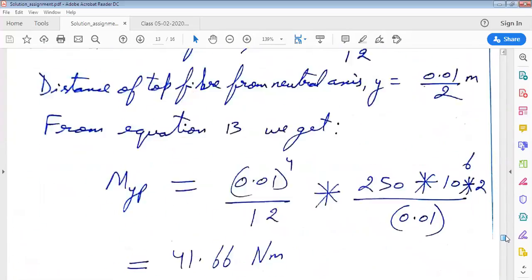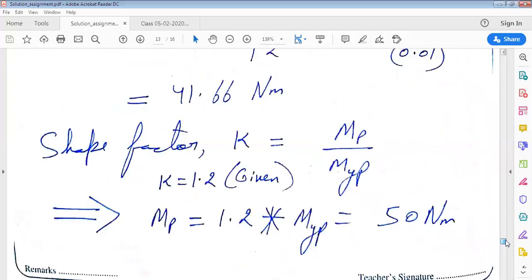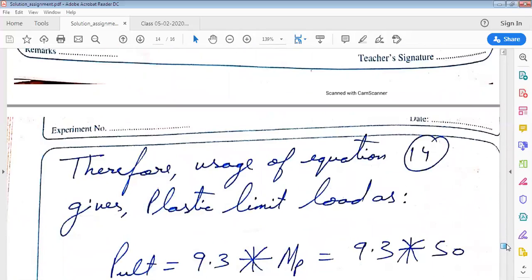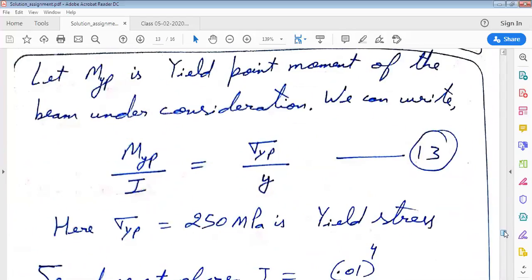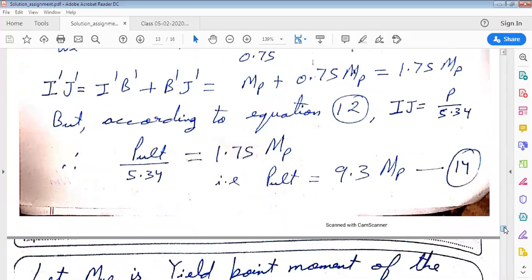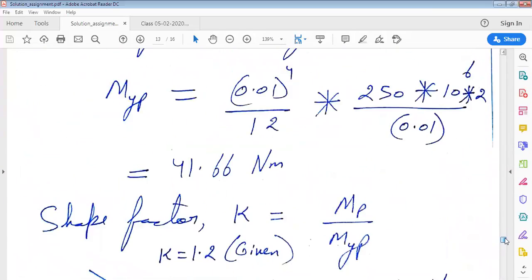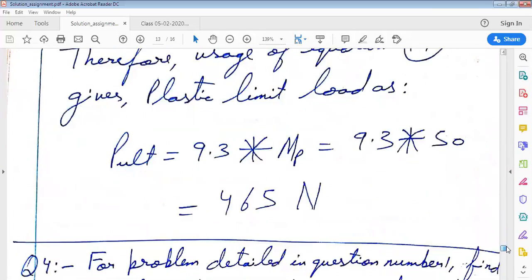And therefore, using equation 14, which is P ultimate equal to 9.3 MP, gives us the plastic limit load P ultimate equal to 9.3 into MP, that is equal to 9.3 into 50, that is equal to 465 Newton.